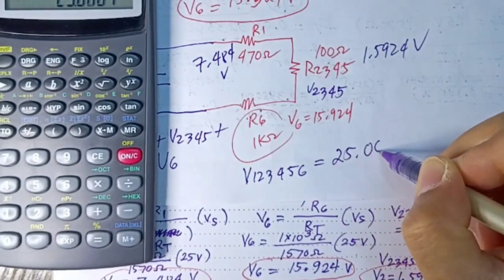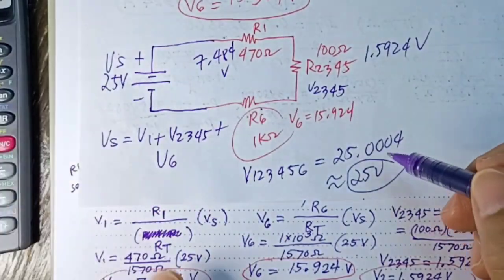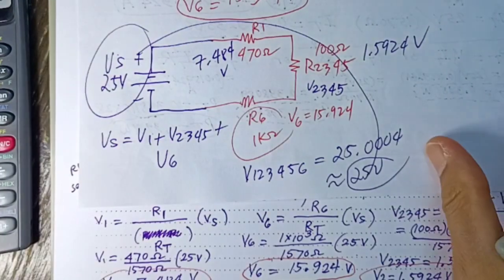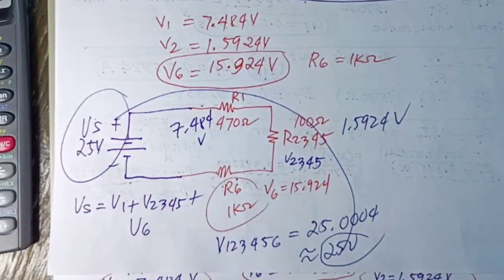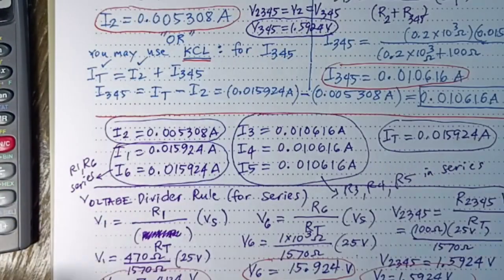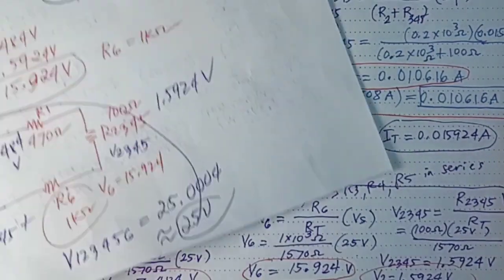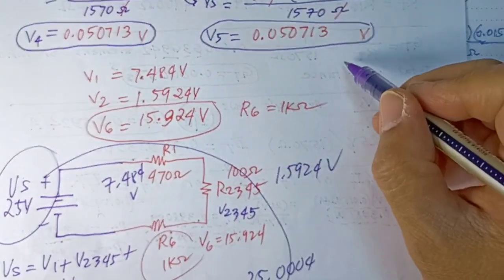V12345 equals 25.0004, which is approximately 25 volts, and that's exactly the Vs here. Therefore, we can say that our answers are correct because we got the same total voltage for this. Okay, so now the last part actually is to calculate for the total power or the powers.